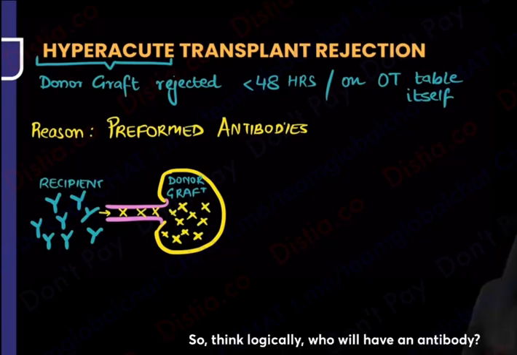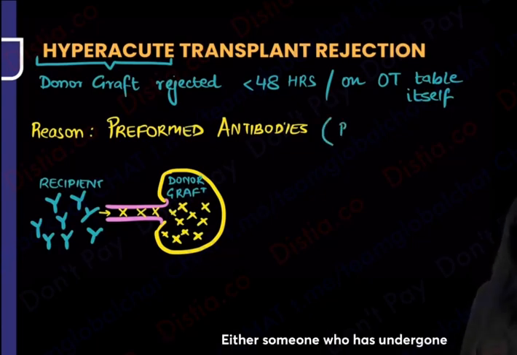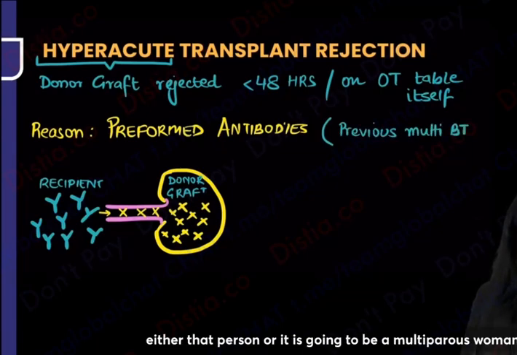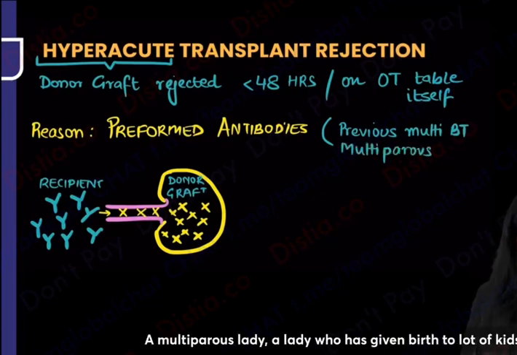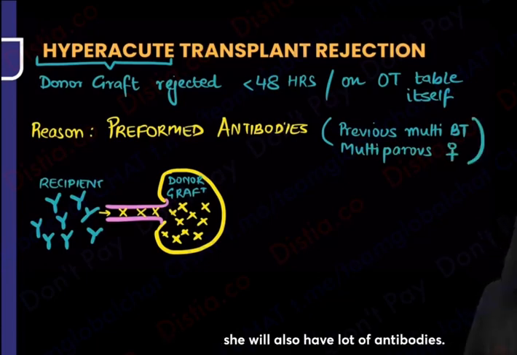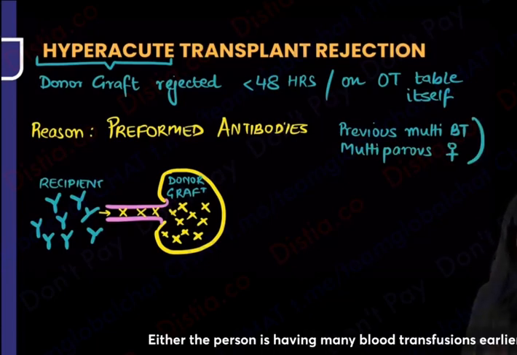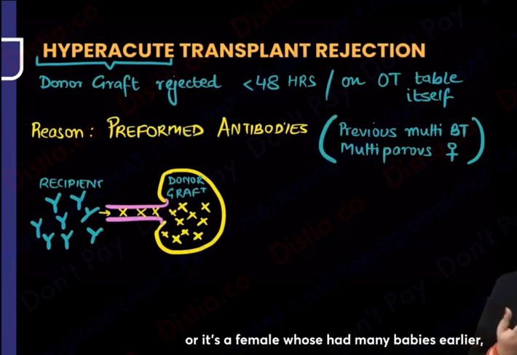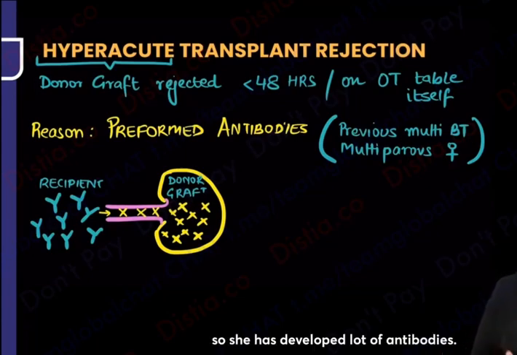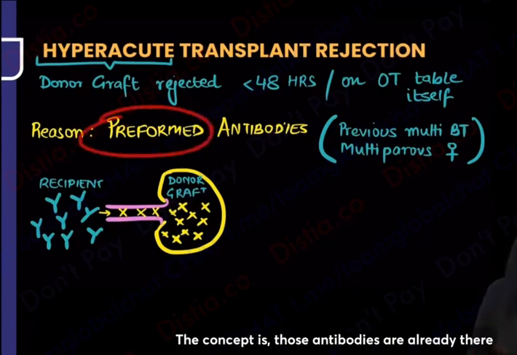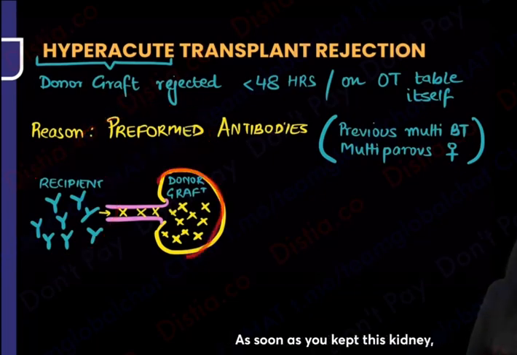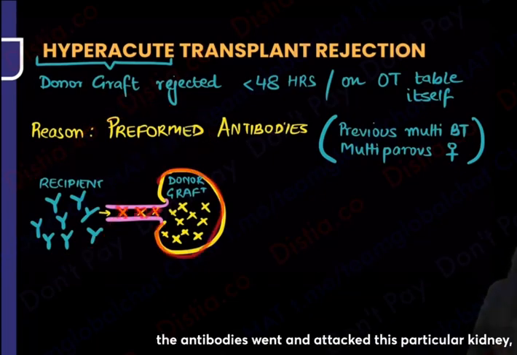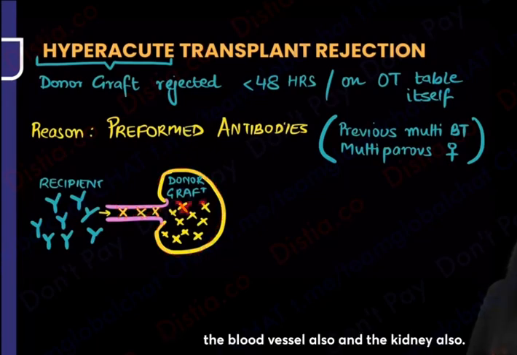So think logically, who will have an antibody? Either someone who has undergone multiple previous blood transfusions, or a multiparous woman, a lady who has given birth to a lot of kids. She will also have a lot of antibodies. So two situations: either the person has had many blood transfusions earlier, so he has developed a lot of antibodies, or it's a female who has had many babies earlier, so she has developed a lot of antibodies. The concept is that those antibodies were already there in his or her blood. As soon as you placed this kidney, the antibodies went and attacked this particular kidney, the blood vessel also, and the kidney also.